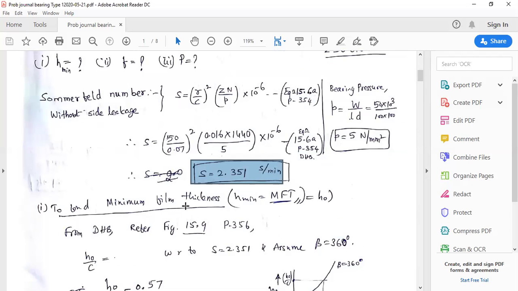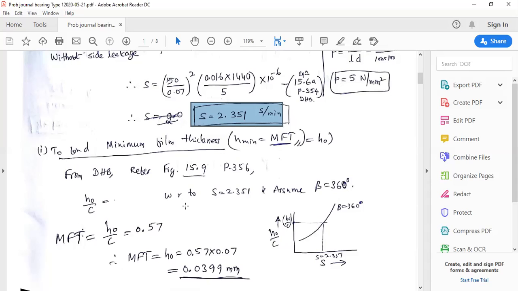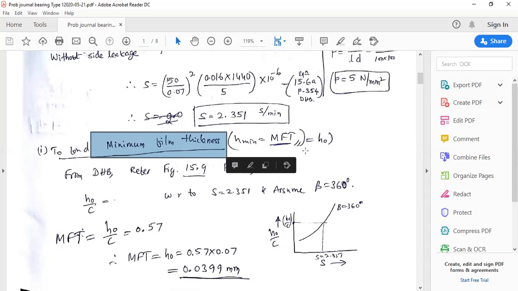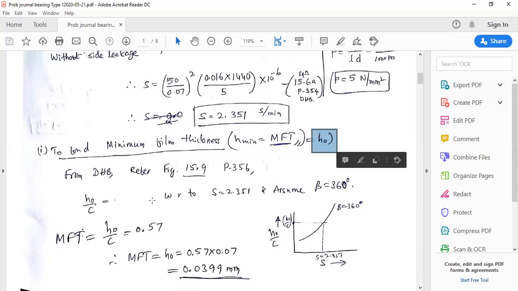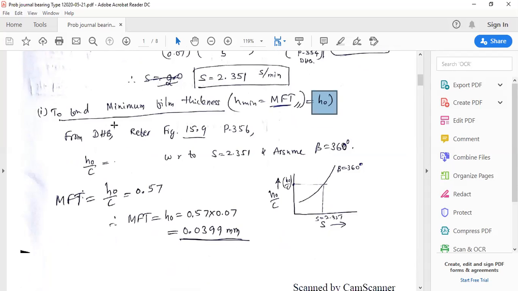2.351. So this is in terms of per minute. So you can use this value to note down the value of minimum film thickness. The first thing that is asked here is minimum film thickness, MFT, which is H naught. So we have to refer to the data handbook, figure number 3 for 15.9, page number 356.